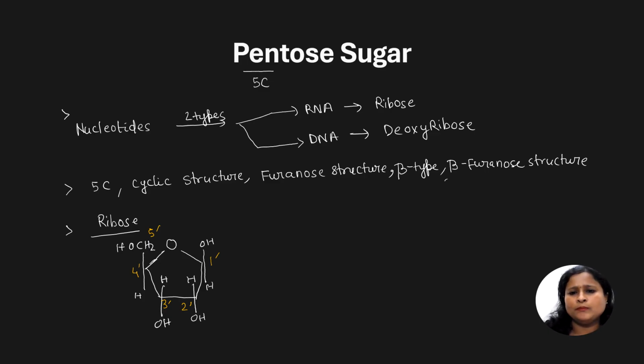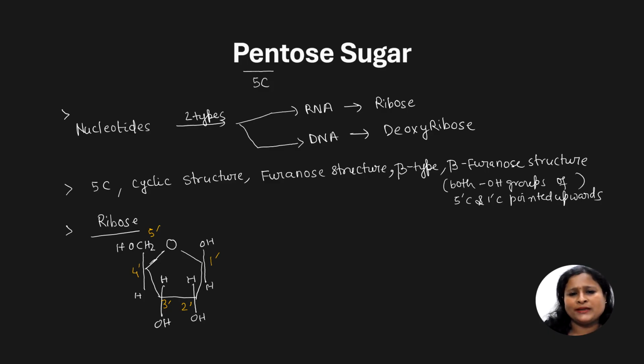So both OH groups of fifth carbon and 1 prime carbon pointed upwards, then that type of structure is called as beta furanose type structure. Why is this term beta important? Because when it makes the bond, there beta glycosidic bond will come. That's why it is important to know why we use the term beta here. I hope that point is clear.